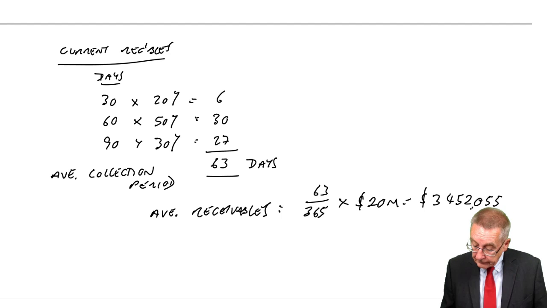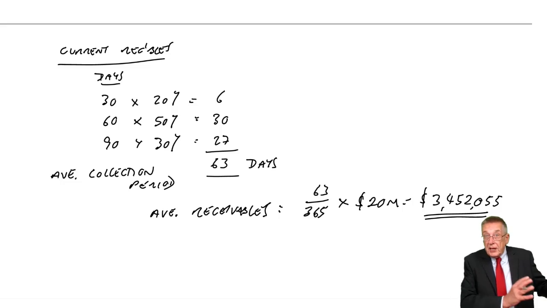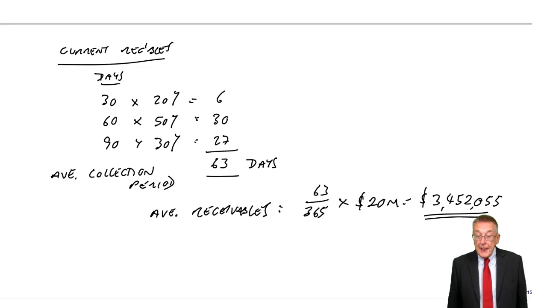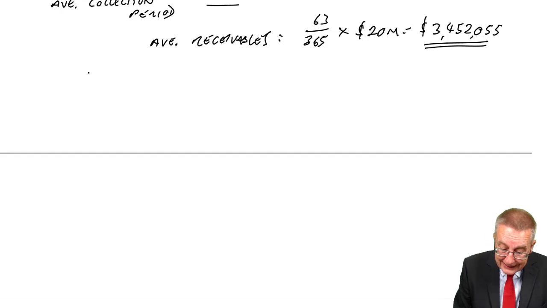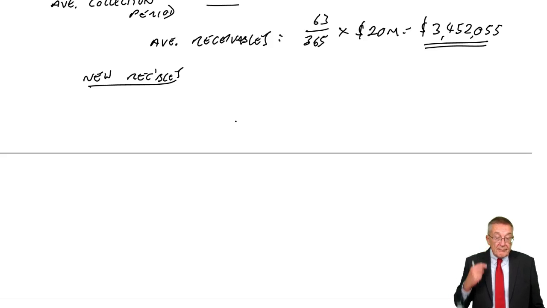3,452,055. So on average throughout the year, at the moment, we've got receivables of 3.4 million. Let's work out what the new receivables will be. And what's going to happen in the future?